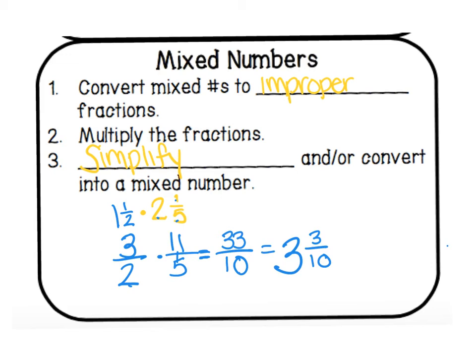Okay, so again, the biggest thing to remember here is that those mixed numbers have to turn into improper fractions. I want to be looking at two improper fractions before I can multiply.